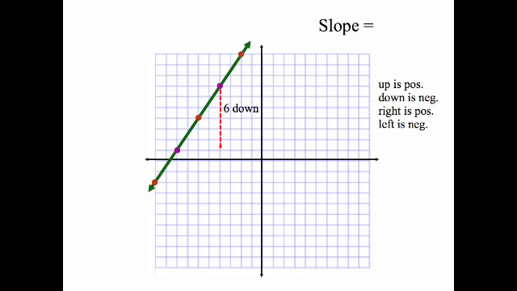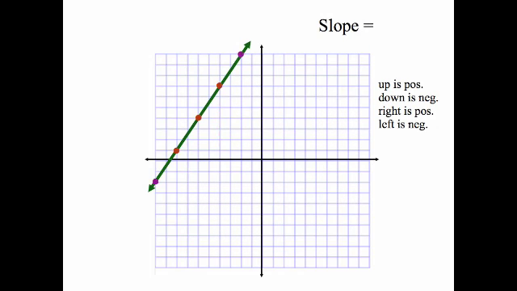But now let's start at the top dot and go to the lower dot. Our first move then would be 6 down, which is negative, and our second move would be 4 to the left, which is also negative. -6 over -4, when put in lowest terms, is still 3/2 because negative divided by negative is positive. So no matter how you do it, the slope of this line is 3/2.